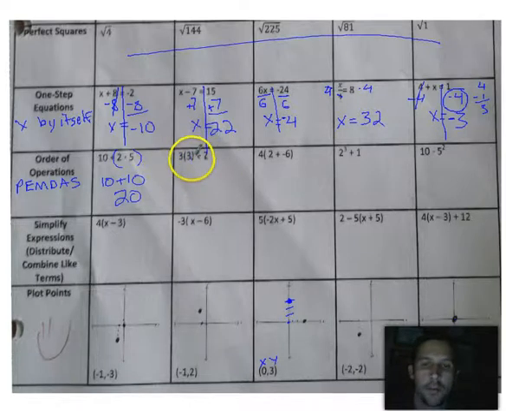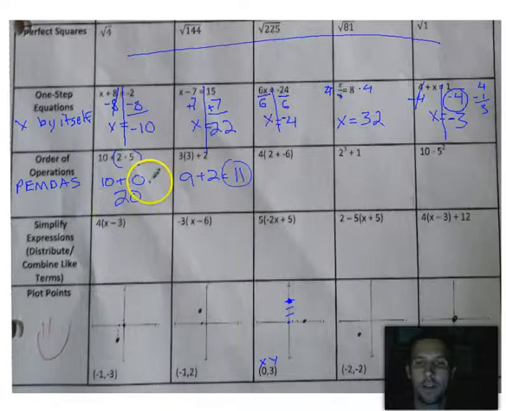3 times 3. Now the 3 is just in the parentheses, but this is actually a multiplication problem. So I'm doing the multiplication first before I do addition. 3 times 3 is 9, plus 2 equals 11. 11 is my answer.